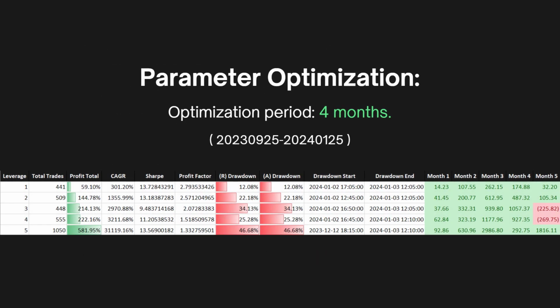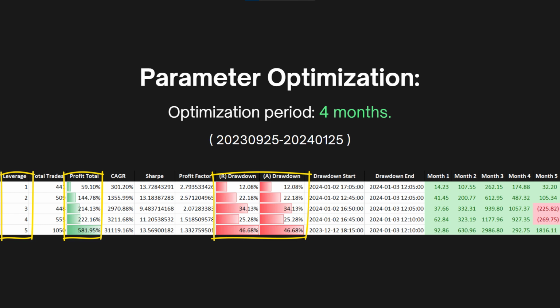We have 5 leverage levels with the best backtesting results over a 4-month period. The result shows a clear link between the amount of leverage used and the potential for both higher returns and bigger drawdowns. More leverage can increase the potential return on investment, but it also raises the risk of larger losses.